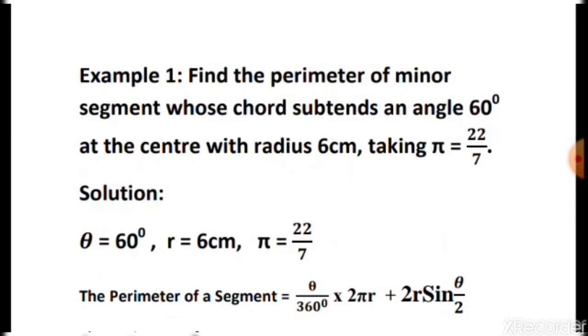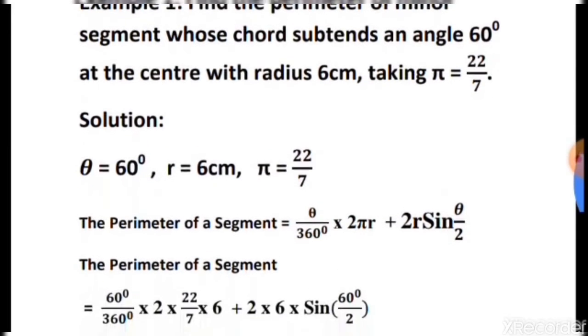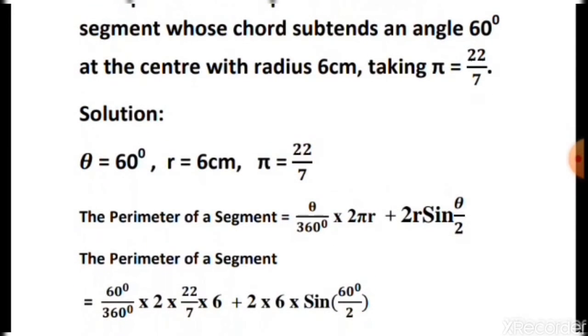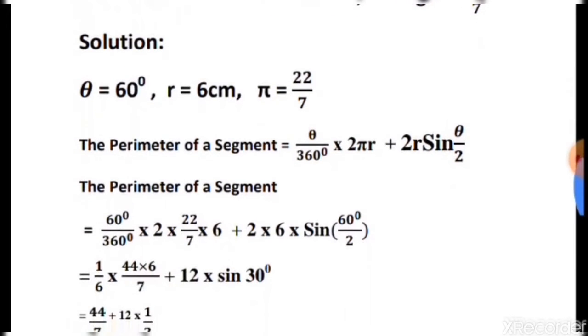So we now substitute into that formula. The perimeter of a segment is equals to 60 degrees over 360 times 2 times 22 over 7 times 6 plus 2 times 6 times sine 60 degrees over 2, which will give us, when you divide 60 by 360, you're going to have 1 over 6.